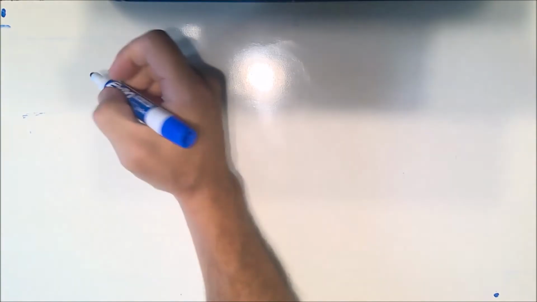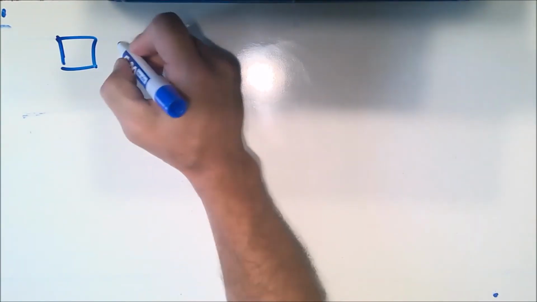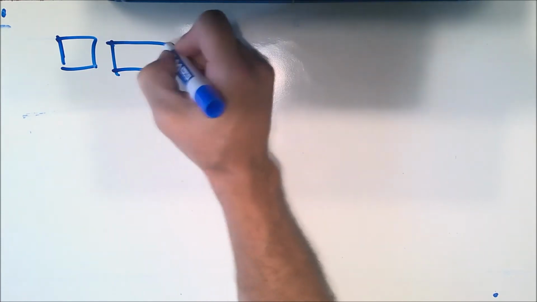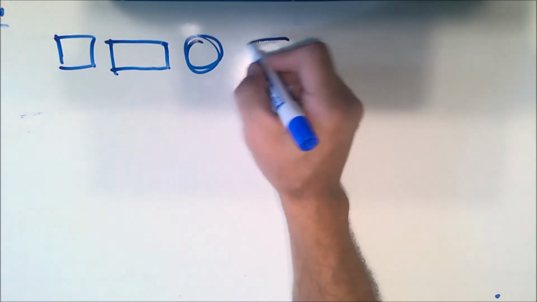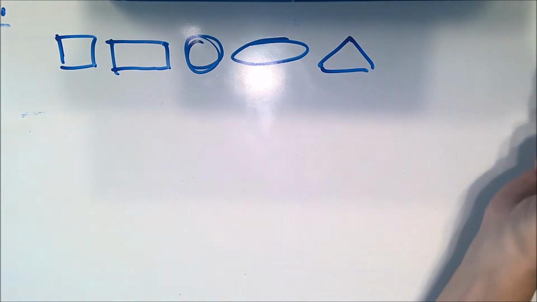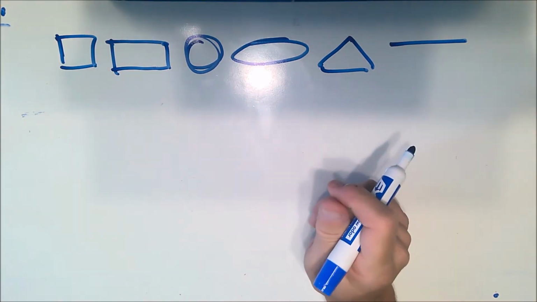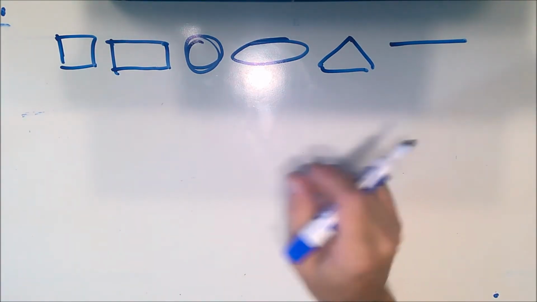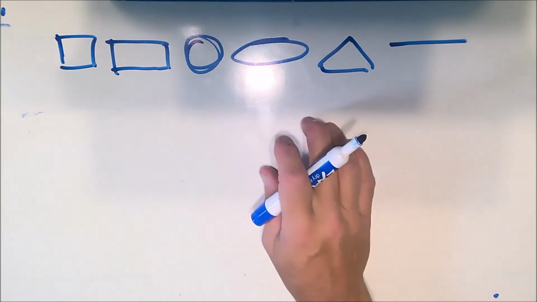So we want to start with our basic shapes. We're going to be using squares, rectangles, circles, ovals, triangles, and lines. And essentially what we're going to be doing is building using these shapes.